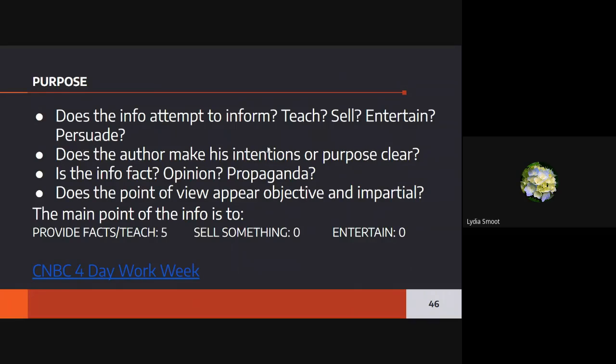And I was upset because this author didn't make his intentions clear. If he had started the article by saying, here's why my litter is better than others, I would have been better informed going in. And question if it's fact, opinion, or propaganda. Opinion can be okay as long as it's not too strong of an opinion, but propaganda, as we know from last semester, is not great for us.